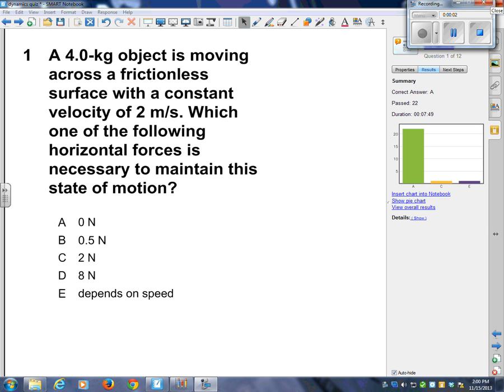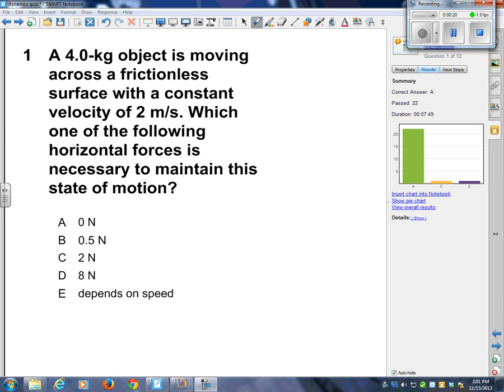Okay, so question number 1: a 4-kilogram object moving across a frictionless surface with a constant velocity of 2 meters per second. The words constant velocity are important there. Which one of the following horizontal forces is necessary to maintain the state of motion? Excellent. You guys chose the majority. 0.